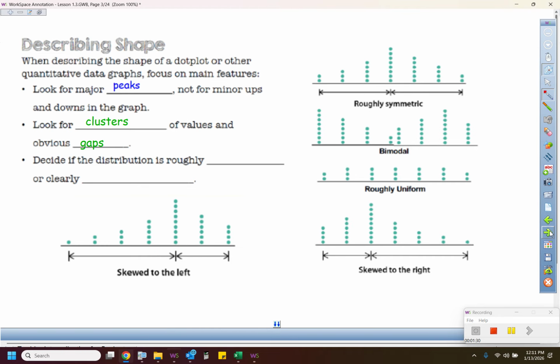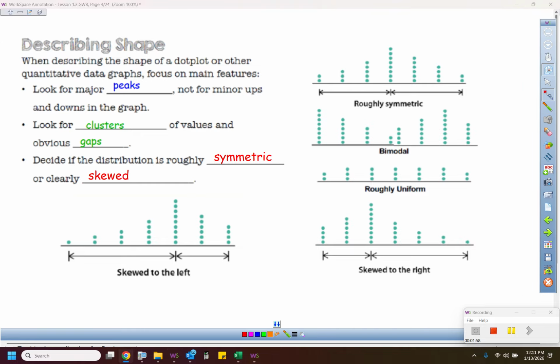Then the third thing we look for is to decide if the distribution is what we call roughly symmetric or if it's skewed. And that's the big thing. That's a weird word, but it's roughly symmetric or skewed. Again, this is going to be weird at first. The more we do it, the easier it will become. And these little things that I'm about to draw, I think you should draw them also on your paper.